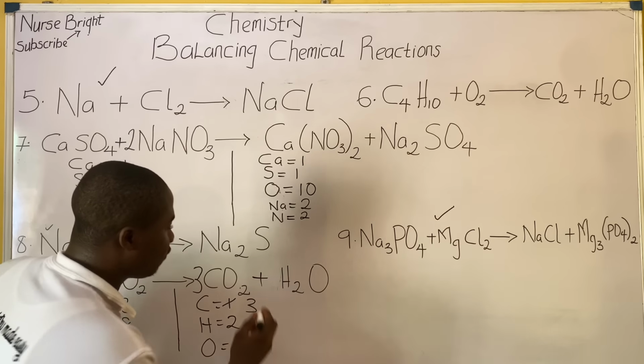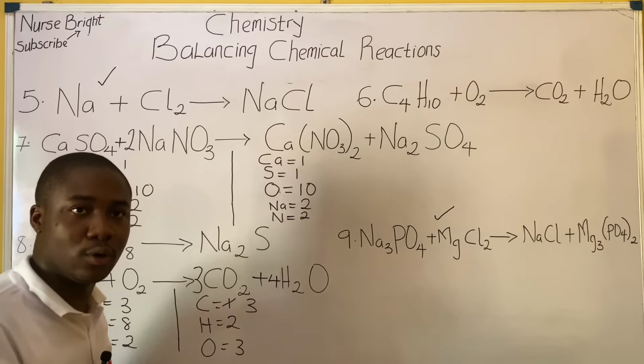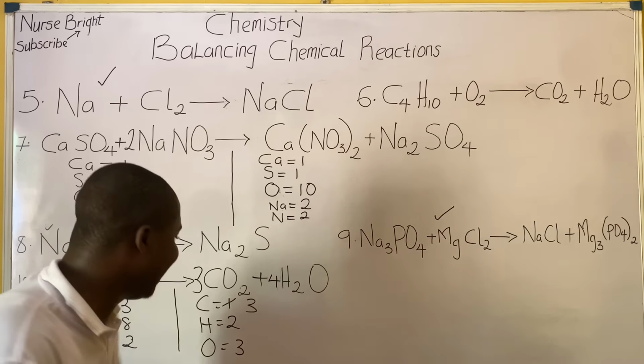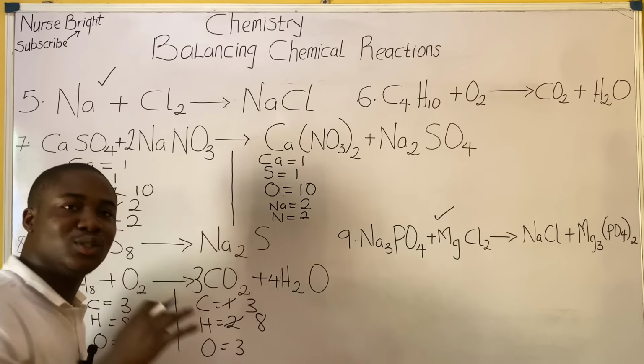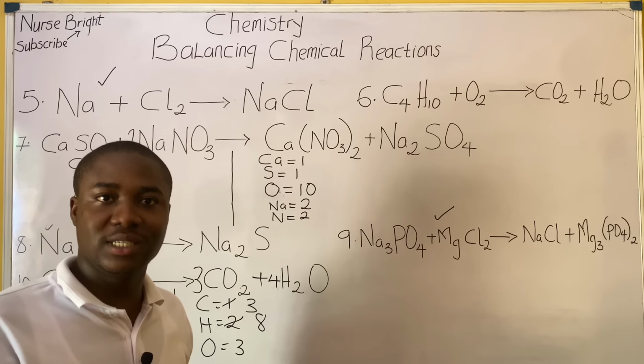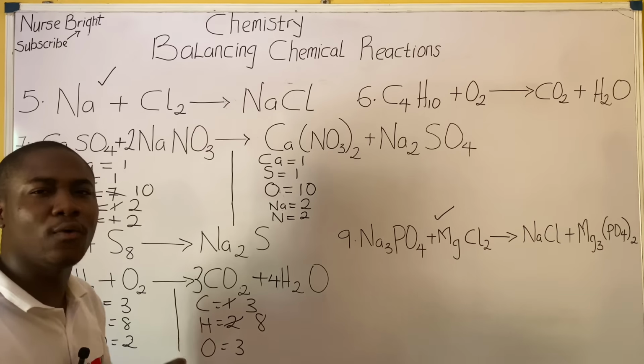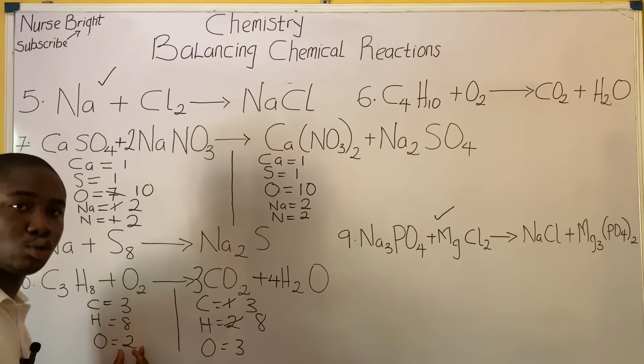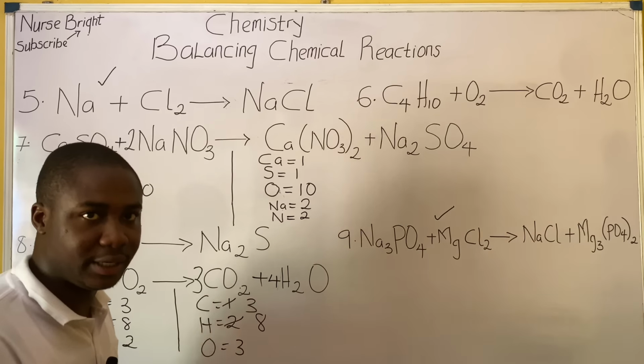So it's wise for us to put 4 in front of the water, because when we do that, it's going to be 4 times 2, and that is 8 as well. So you can see we balance hydrogen. Very simple. So let's check oxygen, if oxygen is balanced, because at the left we are having 2, at the right we are having 3. So what do we do?